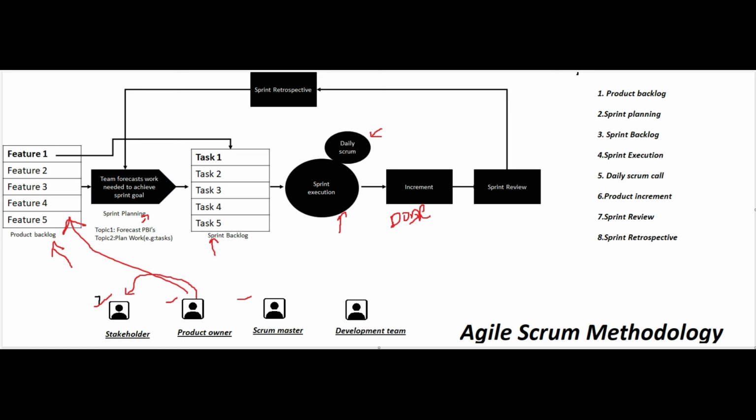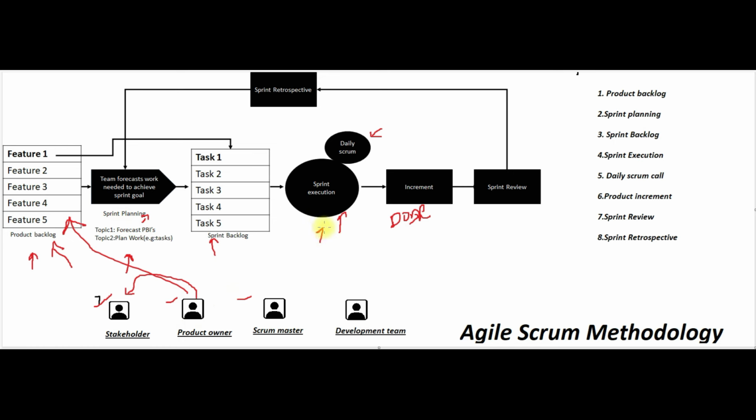Fine. So until now, the product owner gathers the features and puts them into the backlog. Then the product owner, the development team, and the Scrum Master will sit and decide which tasks the features are to be converted into and how we are going to deliver. Then sprint execution.